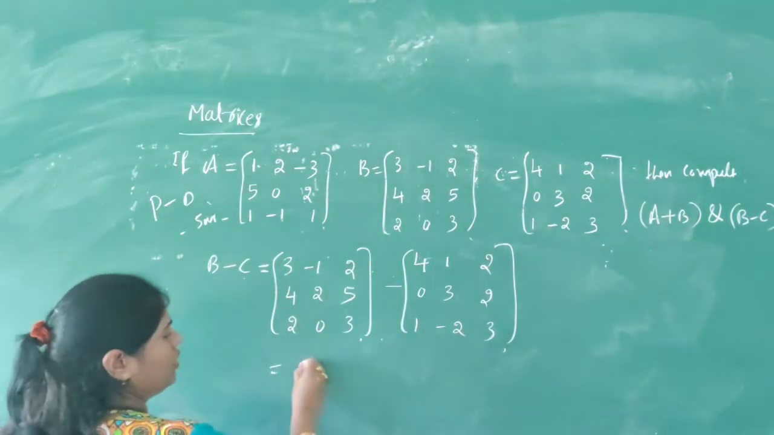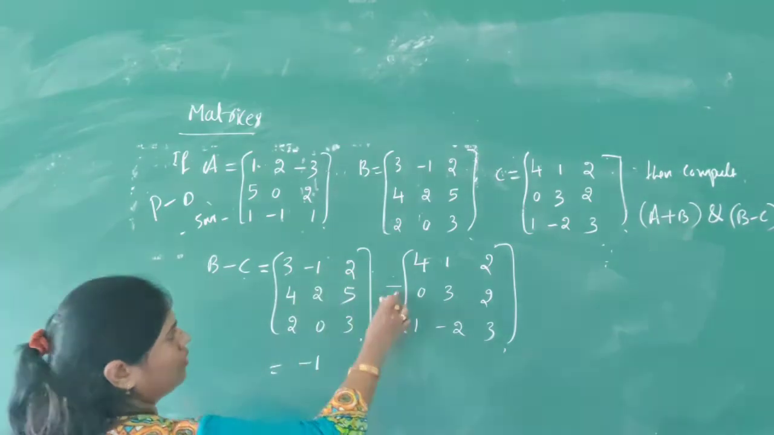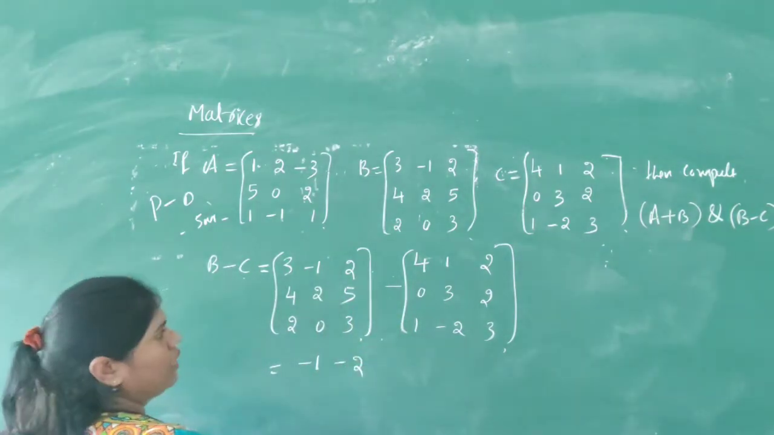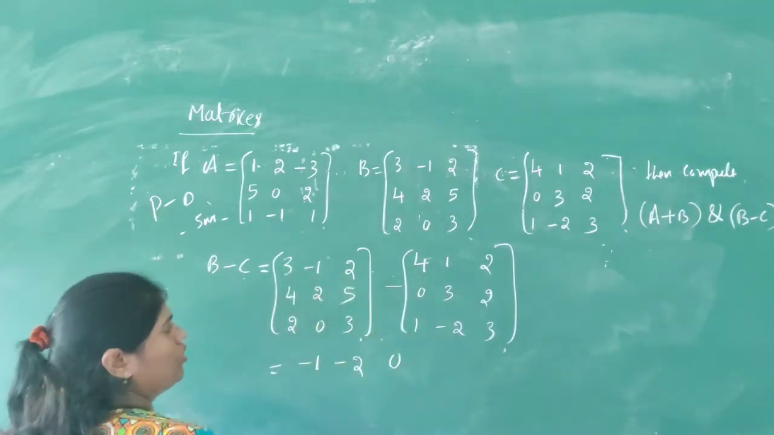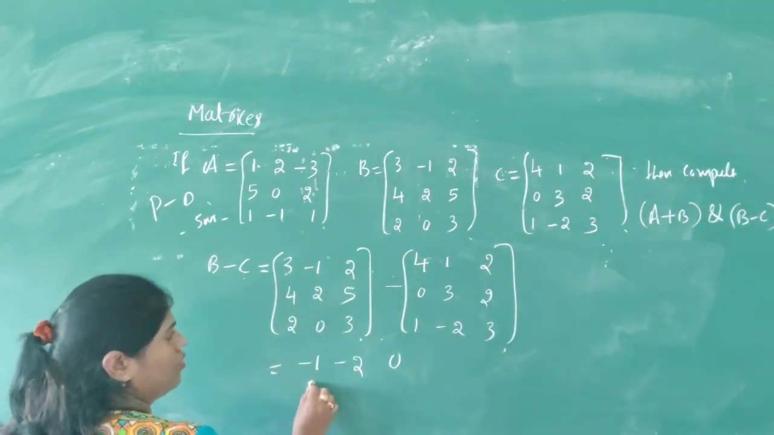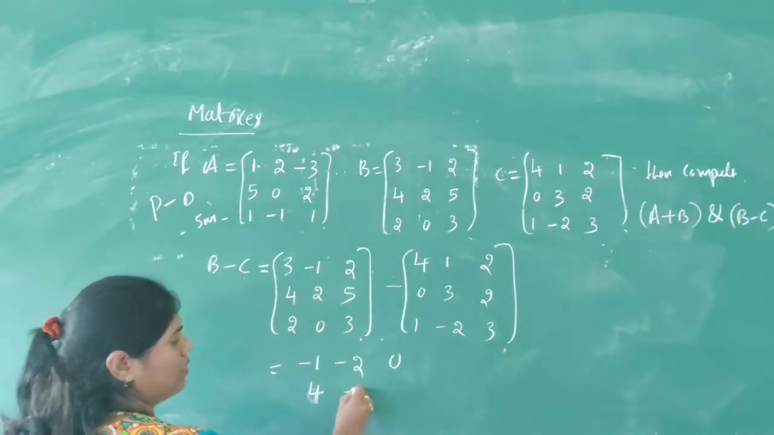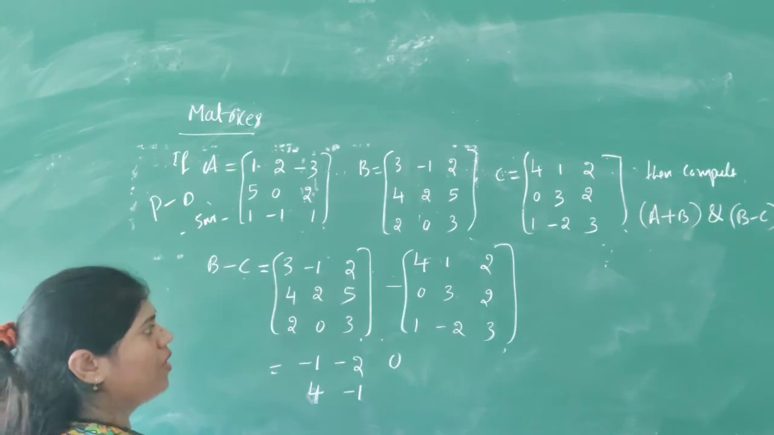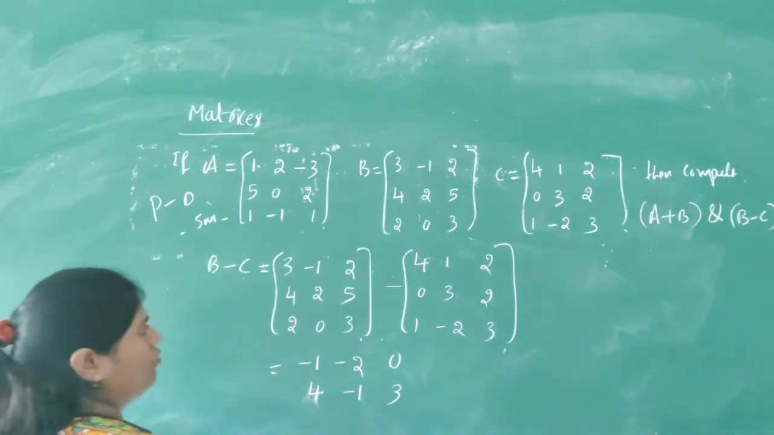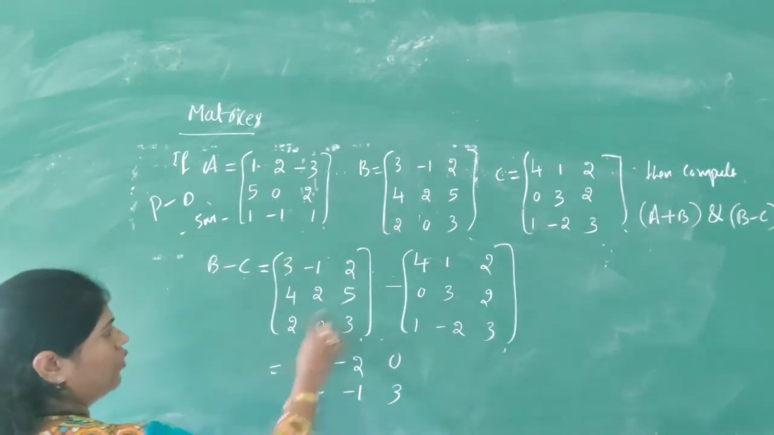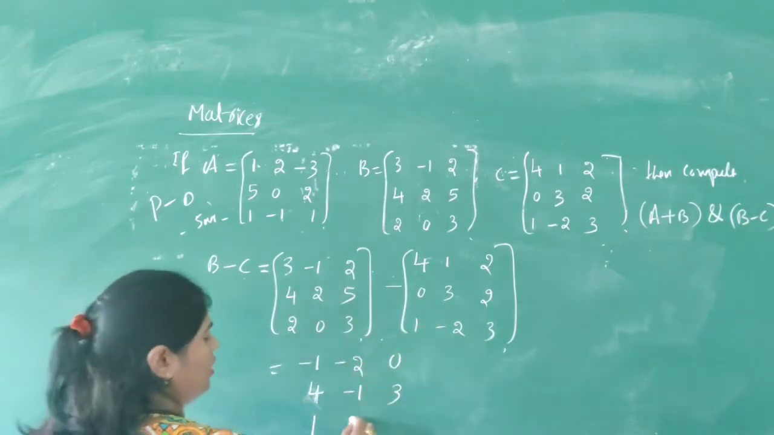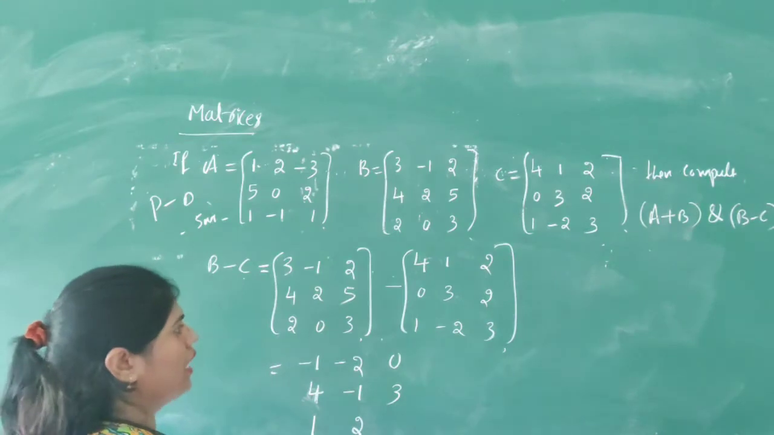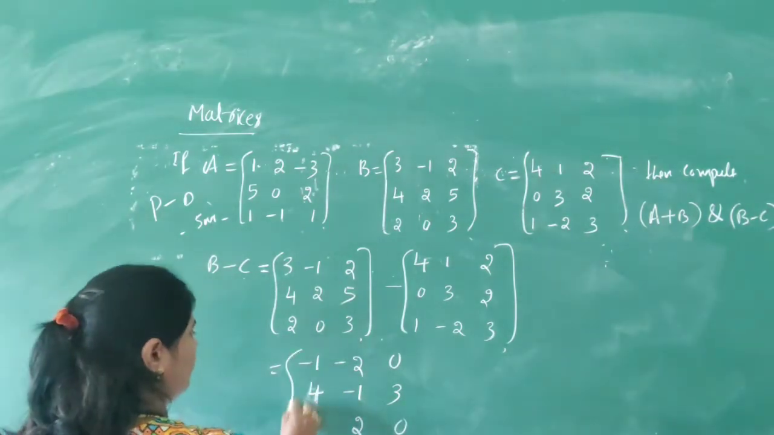3 minus 4 is minus 1. Minus 1, minus 1 is minus 2. 2 minus 2 is 0. 4 minus 0 is 4. 2 minus 3 is minus 1. 5 minus 2 is 3. 2 minus 1 is 1. 0 minus of minus 2 is plus 2, and 3 minus 3 is 0.